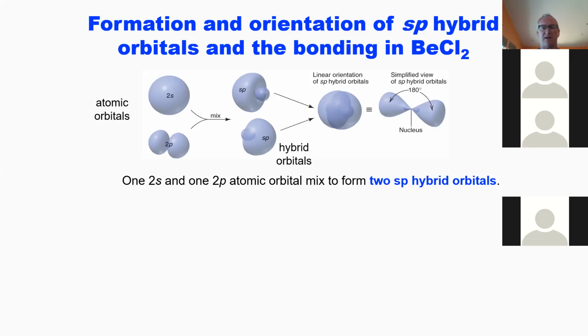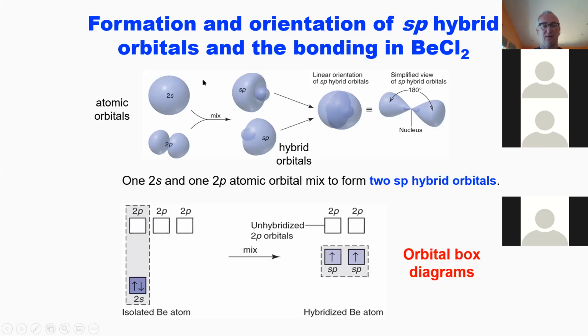So with BeCl2, remember, beryllium has 2 electrons. It has 1 in S, and it needs to form 2 bonds. And so it sort of hybridizes, and both bonds have the same energy. So it hybridizes an S and a P and forms this sp orbital.